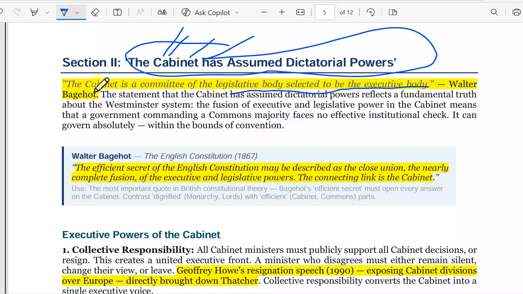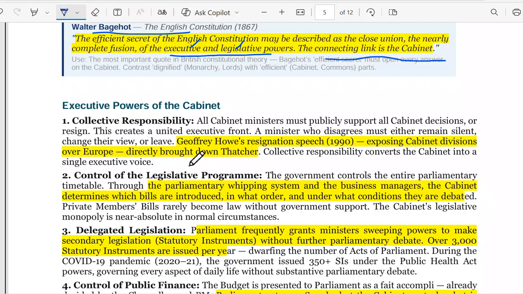This is a very important definition by Bagehot. This is something we talked about above. This was actually the system of Westminster, where the executive and legislative powers are connected. Yes, so the cabinet is a group of people which connects the powers of the executive and the legislative. Walter Bagehot, you have to quote this man.